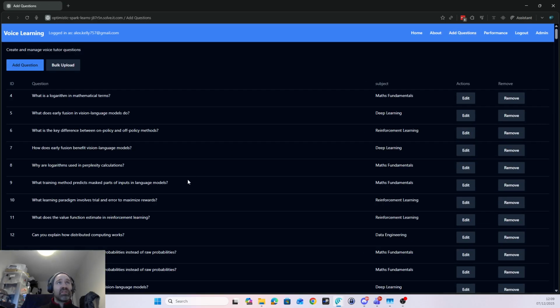And this has all been written in Solvit. I did start in Cursor and then moved over to Solvit. I just like the way that you could test Solvit instantly. It just made the implementation a lot easier.